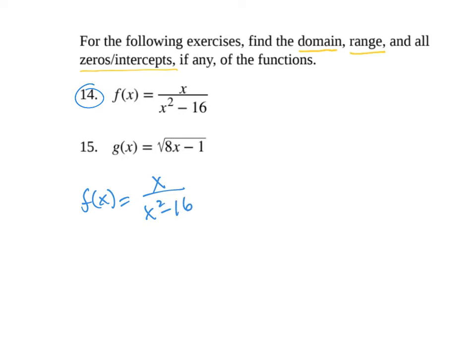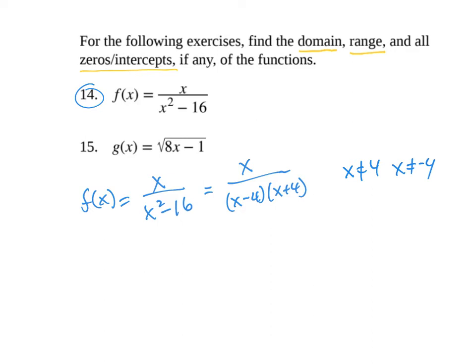Let's talk about domain and range. So if I factor this denominator, I'll find out that there are 2 values that will not work in this function. Right? Since x squared minus 16 is a difference of perfect squares, it factors as x minus 4 and x plus 4. So I cannot have a 4 and I cannot have a negative 4 in this function. We will get undefined values for this function if we plug in 4 or negative 4.